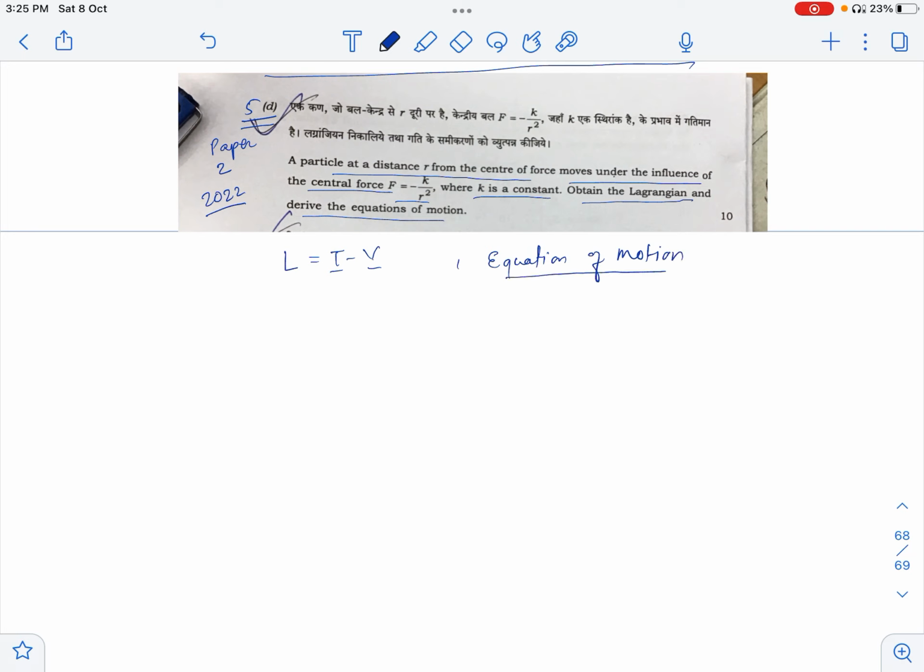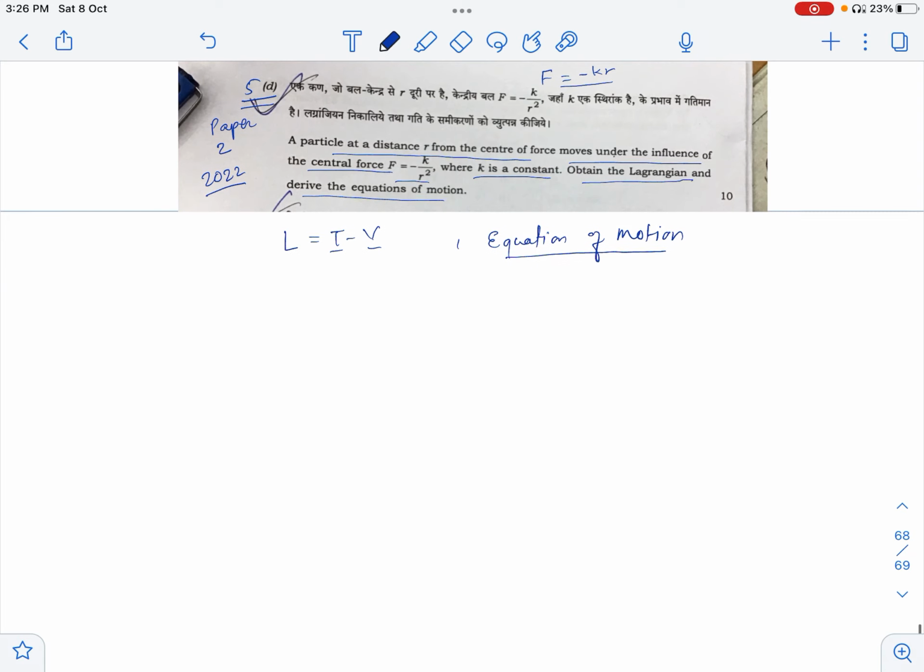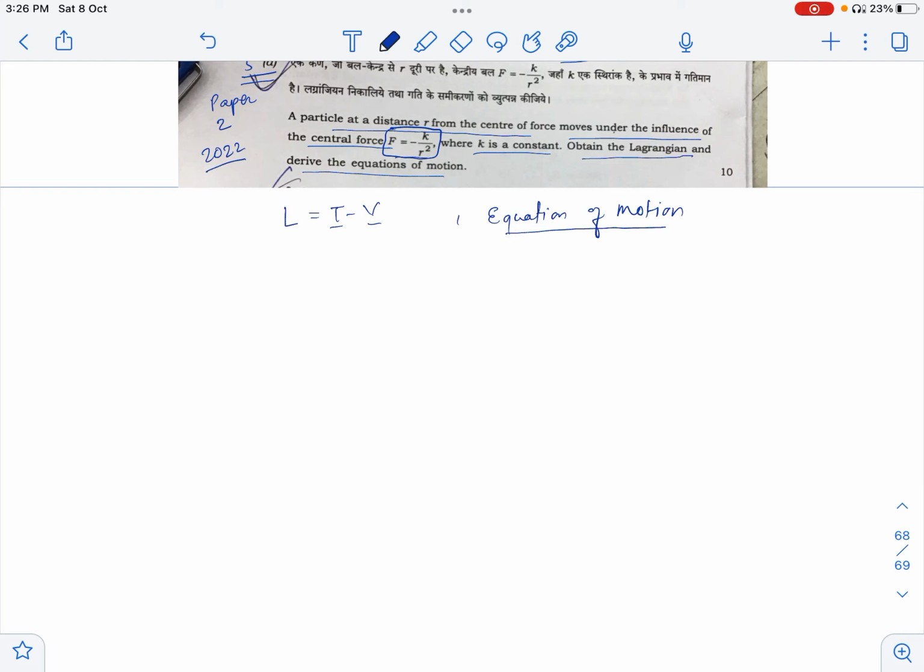So let us first discuss this question. In 2020, there was a similar question on Hamiltonian where force was given as F is equal to minus kr. In mechanics and fluid dynamics, questions are mostly on similar lines and are often repeated. So if you know that a force is given and how to find potential energy, then the problem is solved very easily. So let us first find the kinetic energy.